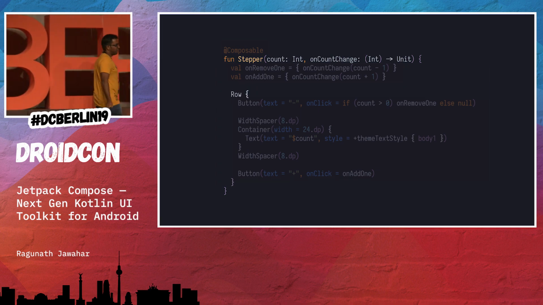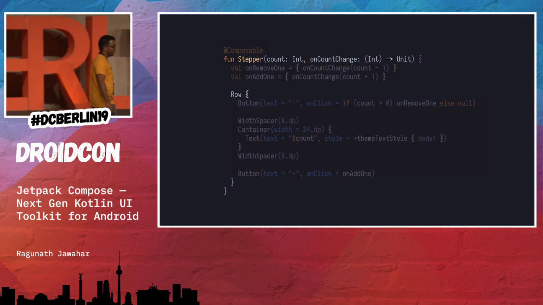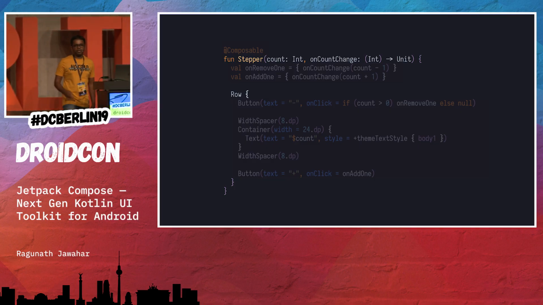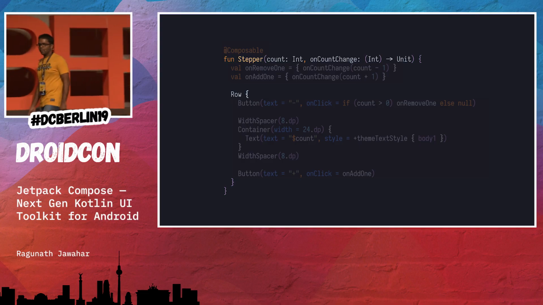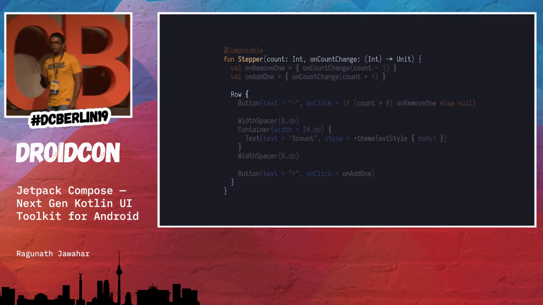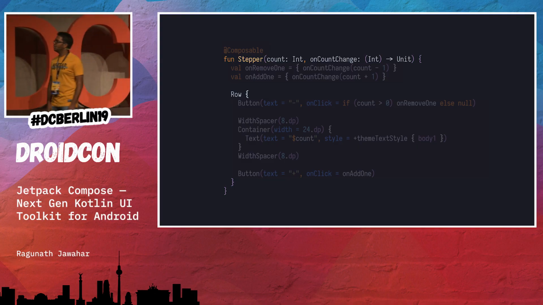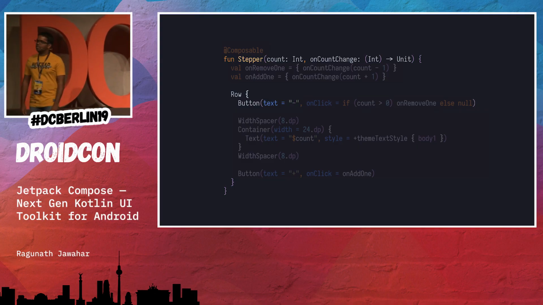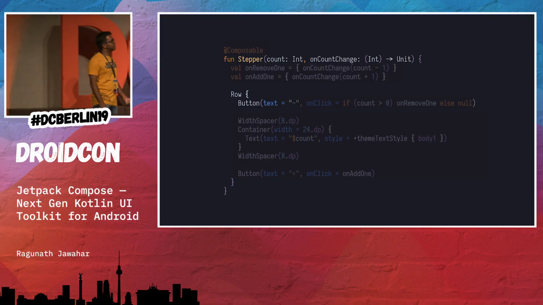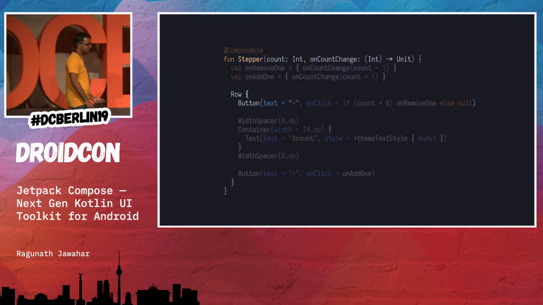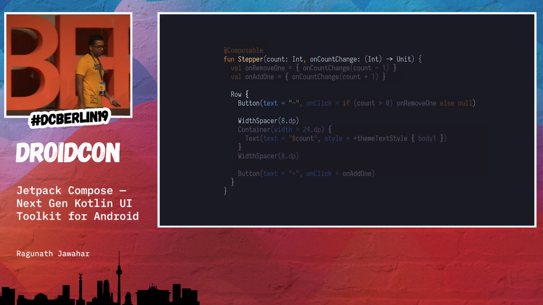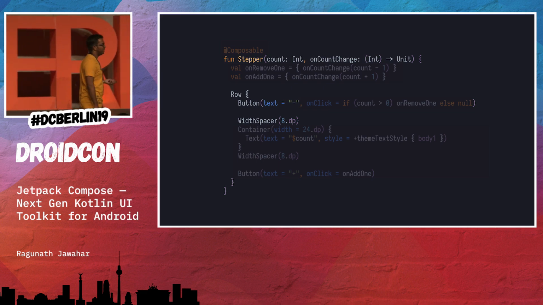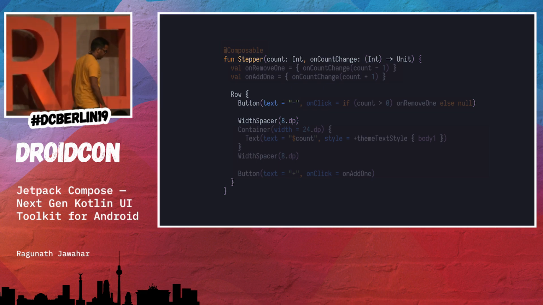And after that, we saw the stepper was probably a linear layout with horizontal orientation that had a button, text view, followed by a button again. In Compose, we have something called a row. The row lets you put widgets horizontally in it. So the first thing we're going to add here is a button. So there's a button with a text property minus. And then I want a little bit of space between my button and my text. So I'm going to say, hey, I want a width spacer of 8.dp.